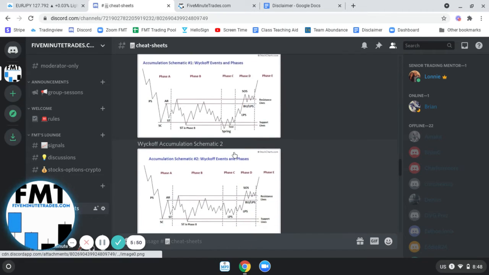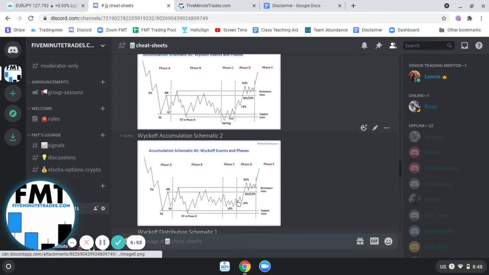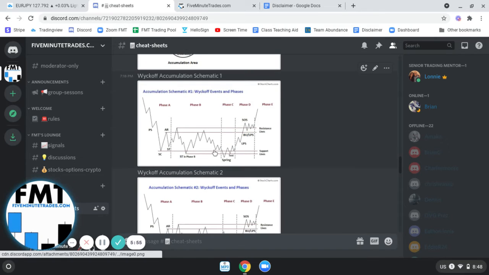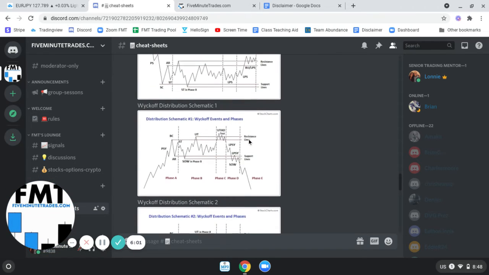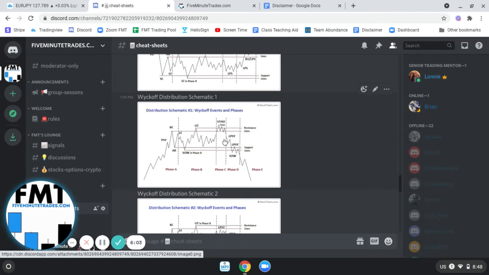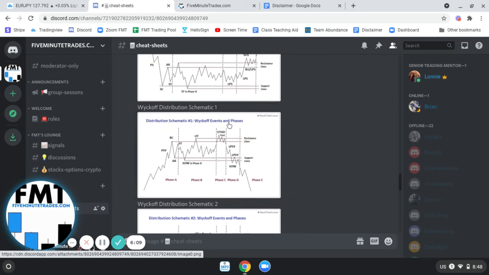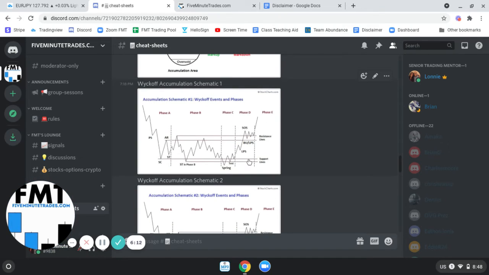Schematic 2 is the same thing, except there's no spring. But we did get a spring here, and that's what made me believe that we were dealing with accumulation rather than distribution. With distribution, I'll show you real quick, the spring is a break to the upside, which is called UTAD, which is upward thrust after distribution. But when you get that, you got a spring to the downside. So, of course, like I said, that made me believe that it was accumulation.